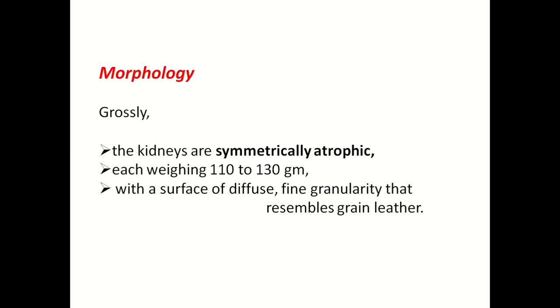The first feature is symmetry, whether it is asymmetrical or symmetrical involvement. If asymmetrical, then it is definitely a case of chronic pyelonephritis. But if there is symmetrical reduction of the kidney, then you have two causes: chronic glomerulonephritis and benign nephrosclerosis. Now, with the help of scar features, you can differentiate these two causes of symmetrical involvement.